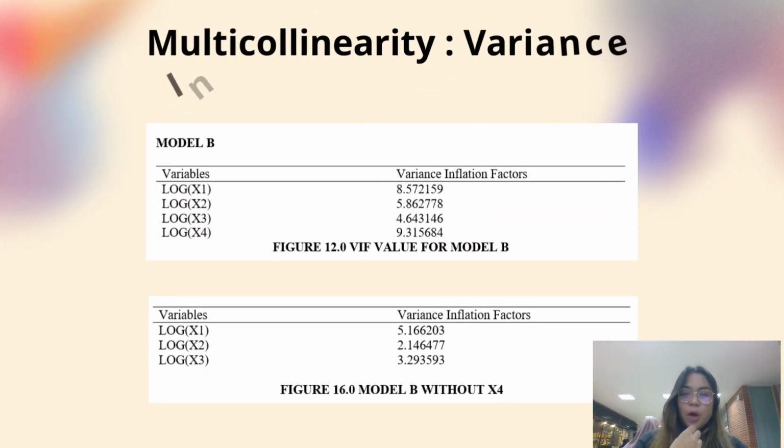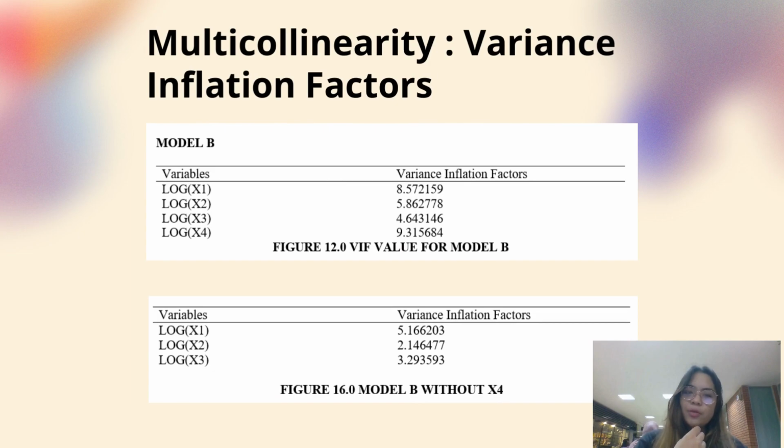Now, let's take a look at Model B, our log model. Model B, however, has different results compared to Model A according to its VIF values. The VIF values for Model B recorded two variables, which are log x1 and log x4, with values of 8.572159 and 9.315684 respectively. So these values are approaching 10 and show the severity of multicollinearity for Model B as well.